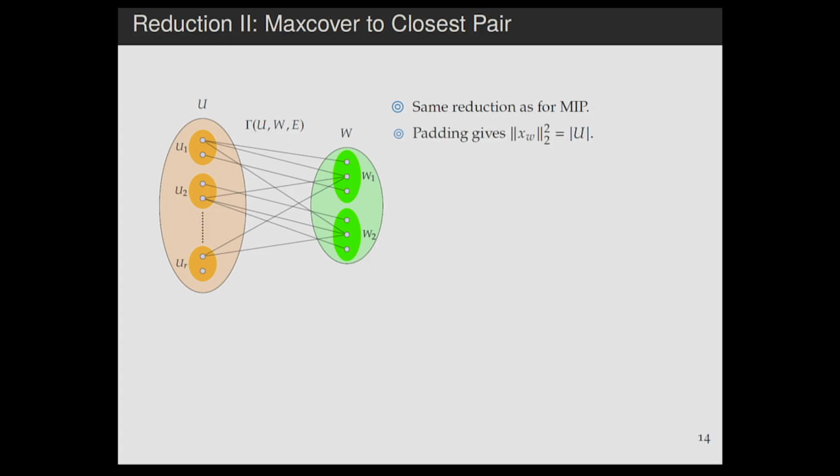Except that you have to make sure that each vertex has the same norm. But this you can do pretty easily using some padding. You can create an extra coordinate and pad to make sure that every vector that you create has the same norm. And the same norm can be the number of vertices on the left, for example. Once the vectors are of the same norm, the square distance is just 2 times the norm minus the inner product.